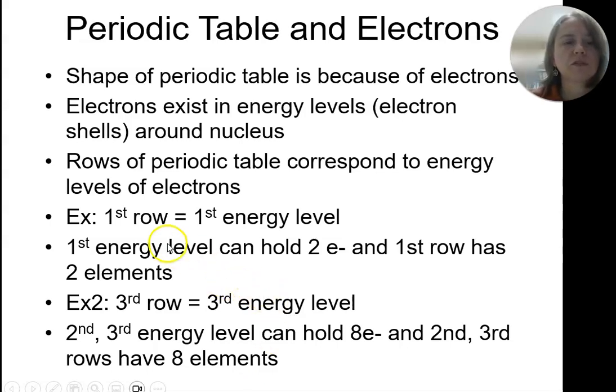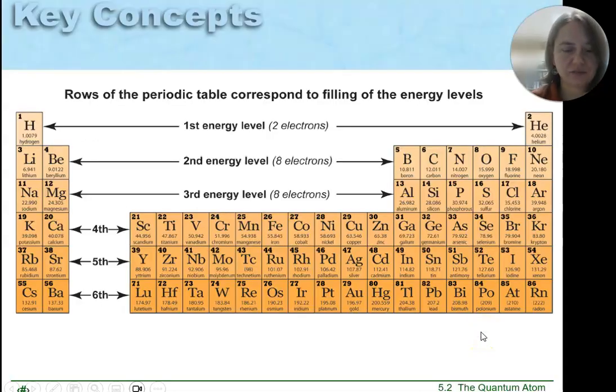So we know the first energy level can hold 2 electrons and the first row has 2 elements. The second and third energy levels can hold 8 electrons and the second and third rows on the periodic table have 8 elements. So let's take a picture of that. We've got our first row, 2 electrons, 2 elements. Second row, 8 electrons, 8 elements. Third row, 8 electrons, 8 elements. And then 4, 5, 6, 7, it gets a little more complicated. So we'll get into that as well.